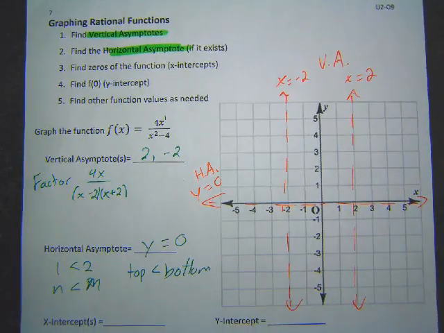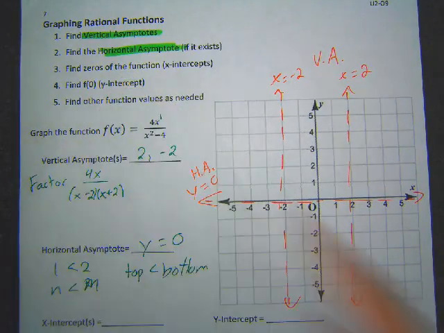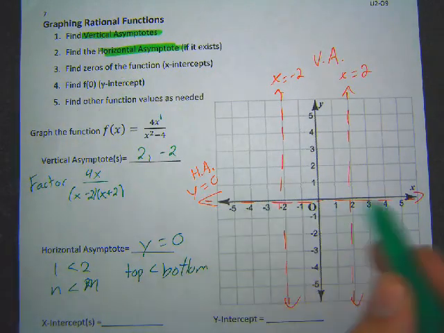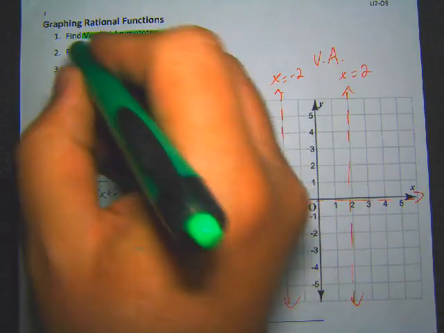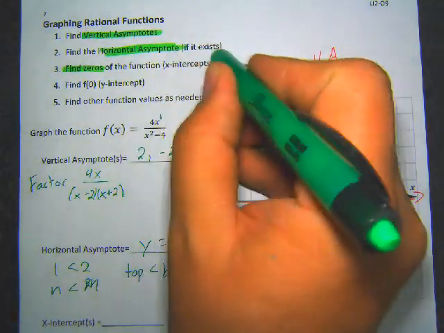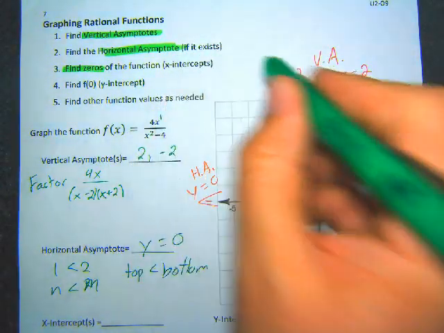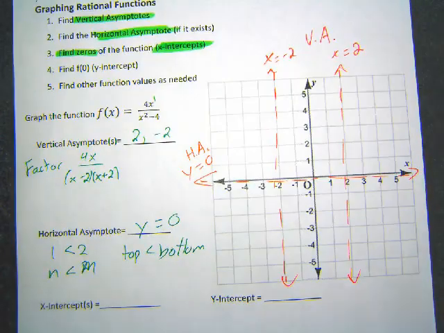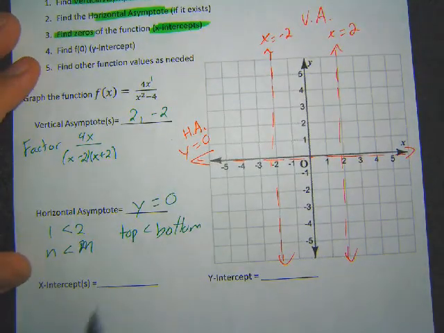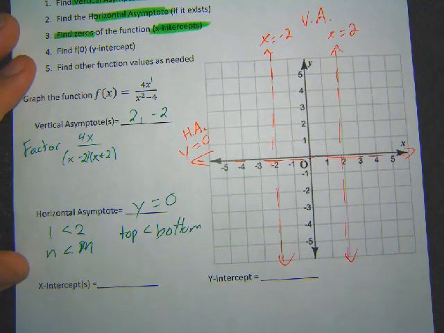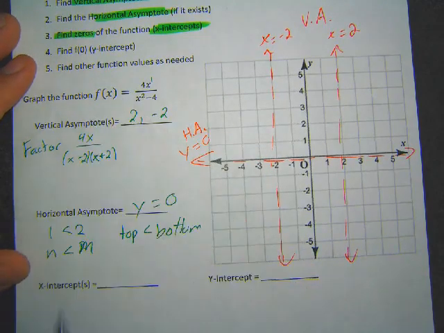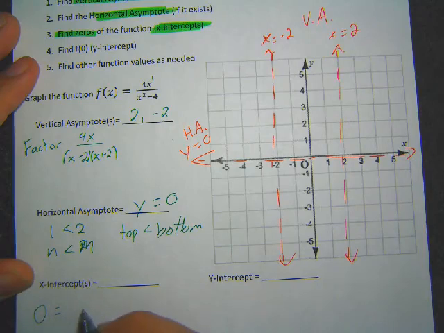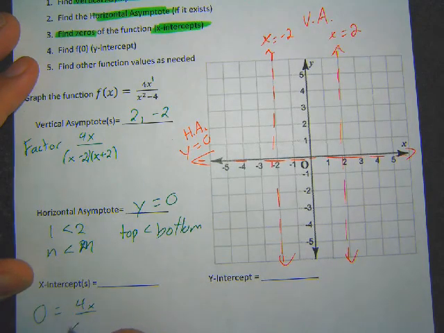Next we want to find the zeros, which are the same thing as the x-intercepts, because x-intercepts are zeros. We don't really care about the non-real zeros, the ones that wouldn't be x-intercepts, because they won't show up on the graph anyway. So we're just worried about the real ones. To find the zeros of this, we want to find the numbers where this will equal 0. So I'm going to take 0 and set it equal to the function, 4x over x squared minus 4.